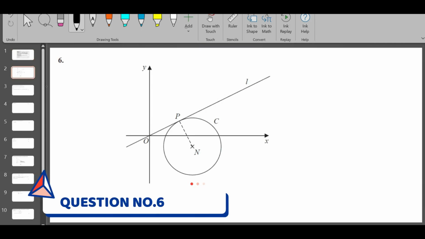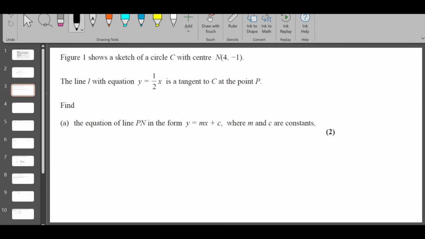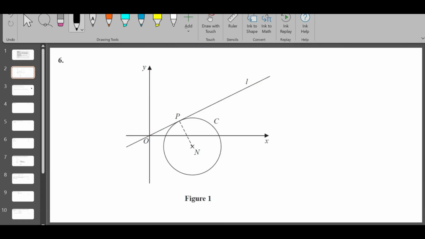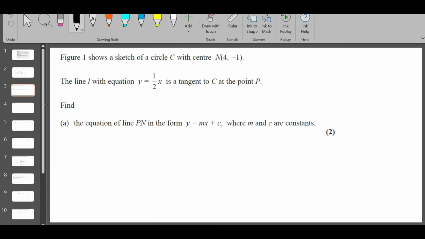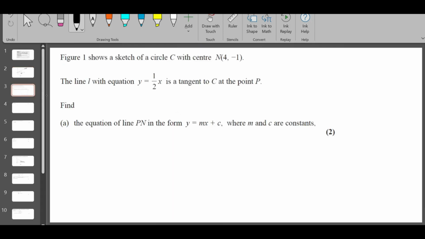So let's look at question number 6 now. We have a circle and a tangent given. Figure 1 shows a sketch of the circle with center 4, -1. The line with the equation y is equal to half x, or x over 2, has slope half, and is a tangent to the circle.